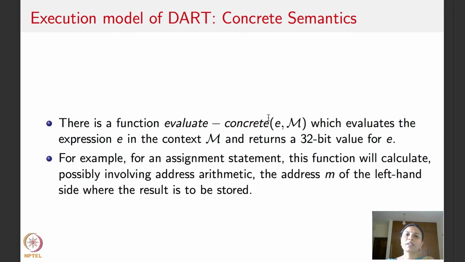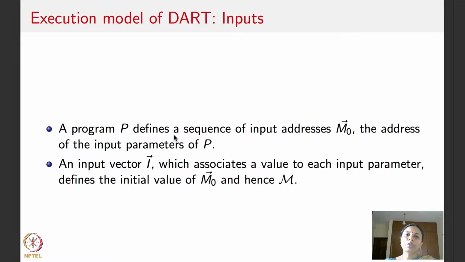Now, the concrete semantics of DART, what will it do? It will directly give you the actual value that is stored in the memory location corresponding to every variable. For example, for an assignment, this function, evaluate concrete, which evaluates the concrete semantics, will calculate using some address arithmetic the address of the left-hand side where the result is to be stored. What are the inputs to DART? Inputs to DART are the memory locations corresponding to the variables, symbolic variables that actually correspond to the input. The input vector associates a value to each input parameter, hence defines an initial value of memory.